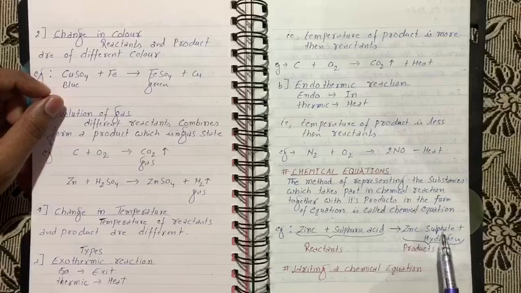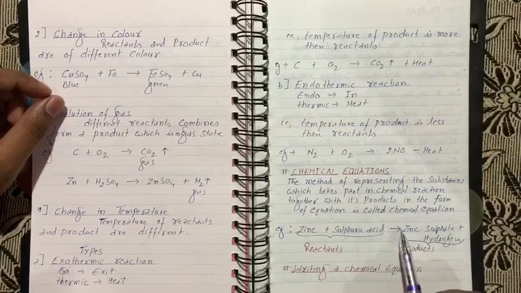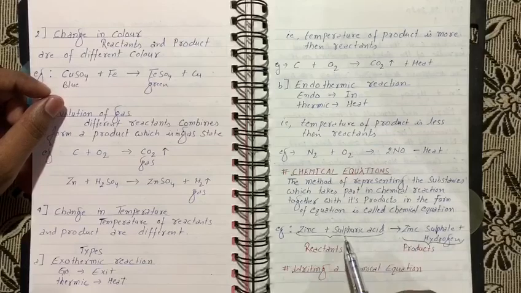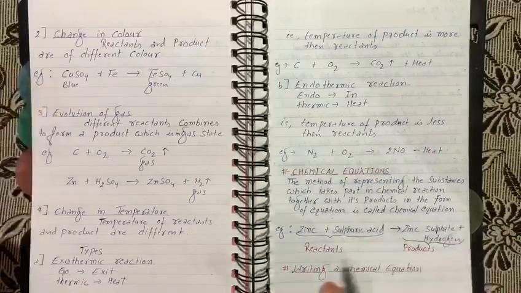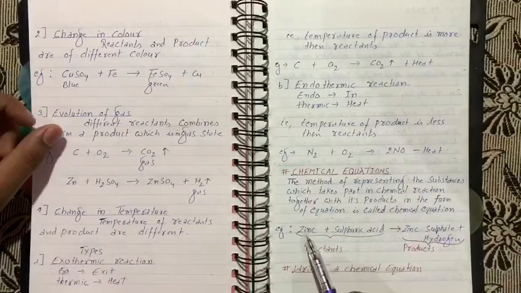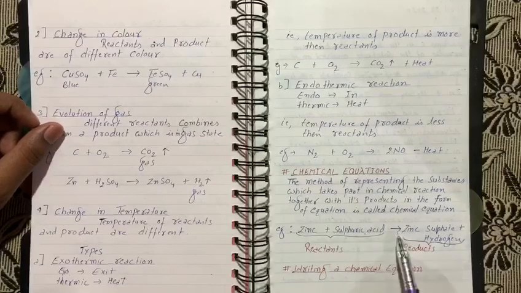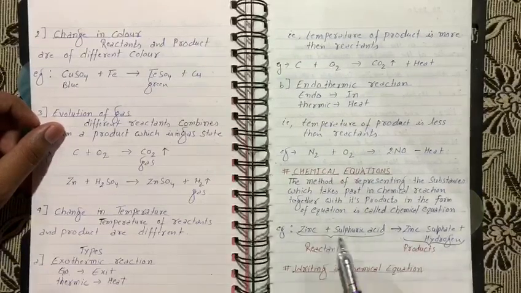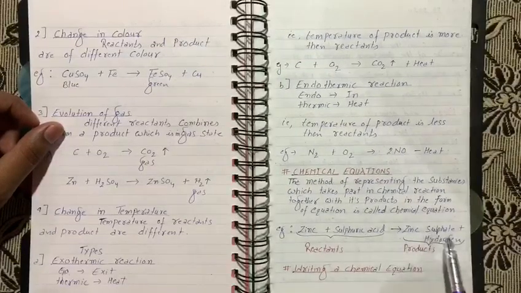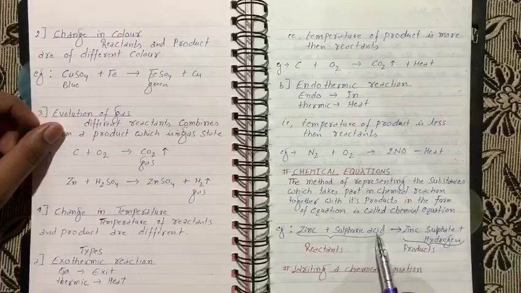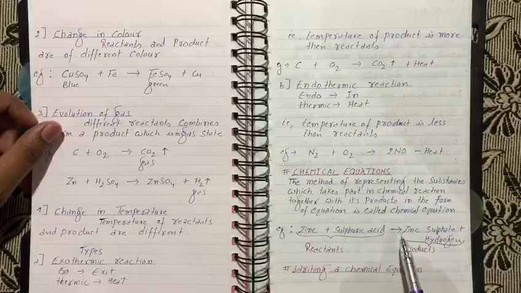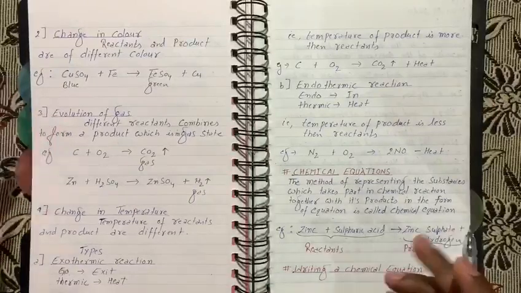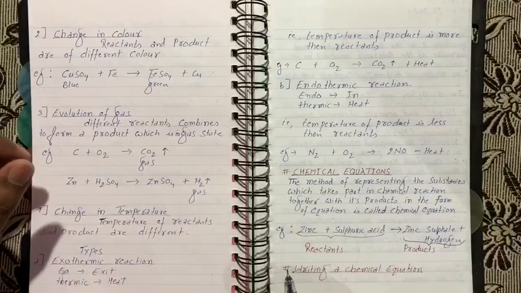Here a very important thing is that the arrow simply means in which direction the reaction is feasible. It means the reaction is going from where to where. Here zinc and sulfuric acid are going to combine to form zinc sulfate and hydrogen. If the arrow is on this side, then we can say these two things are going to combine to form these two things. So the arrow simply means that the reaction is moving from which direction to which direction.